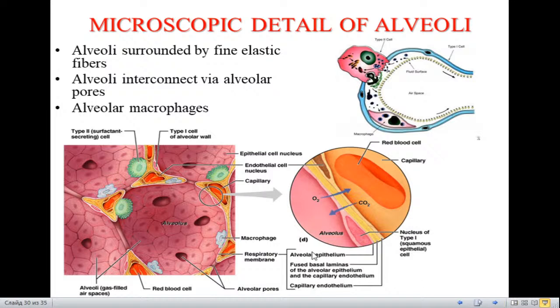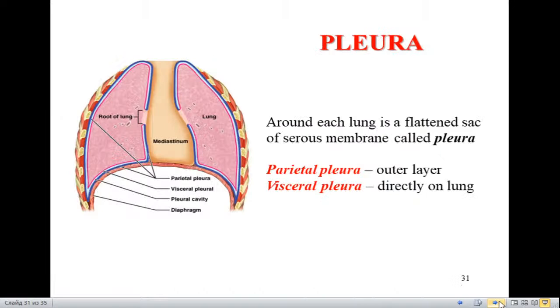So air-gas barrier, surfactant, you have to remember about it. So pleura. Pleura, it's the serous layer of the lung. It consists of parietal and visceral layers.